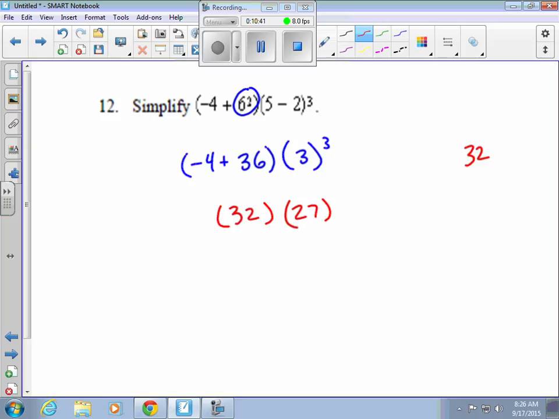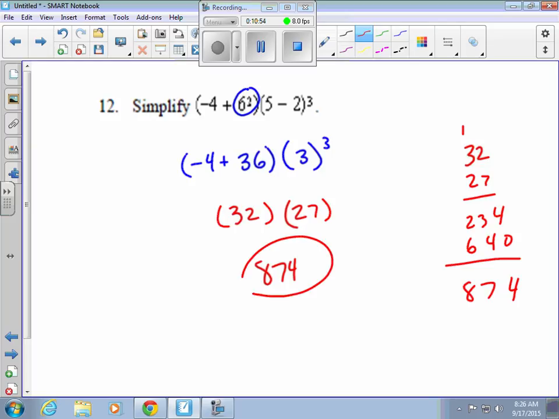If you have to, do it off to the side to where you can see it. When you combine them, you get 864 for that one. And we'll pick up with the rest of it on part 2.